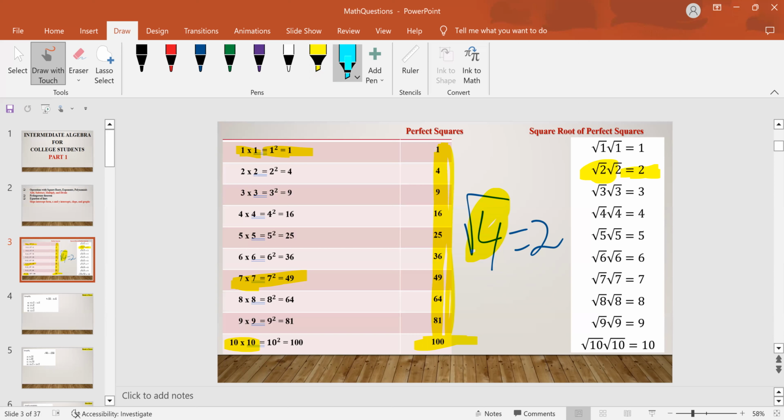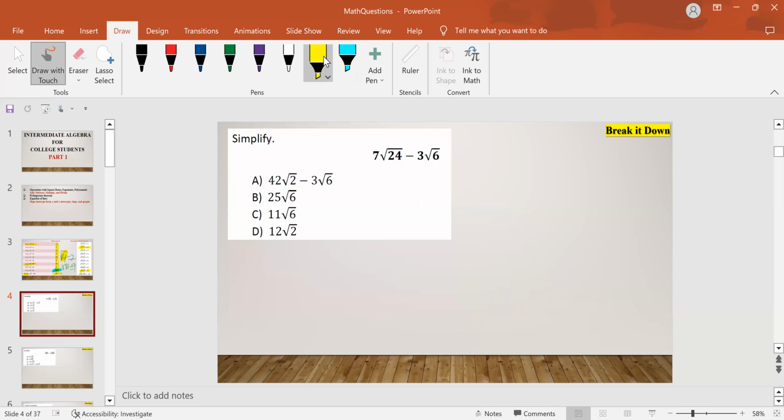I want to find the square root of 81. My question is this: what number multiplied by itself gives me 81? That number is 9. Therefore, the square root of 81 will be a regular 9. Understand that the square root of 81 is the same as the square root of 9 multiplied by the square root of 9, and that gives you a regular 9, without the square root. Okay, if you understand this concept, now we can go to the practice part.